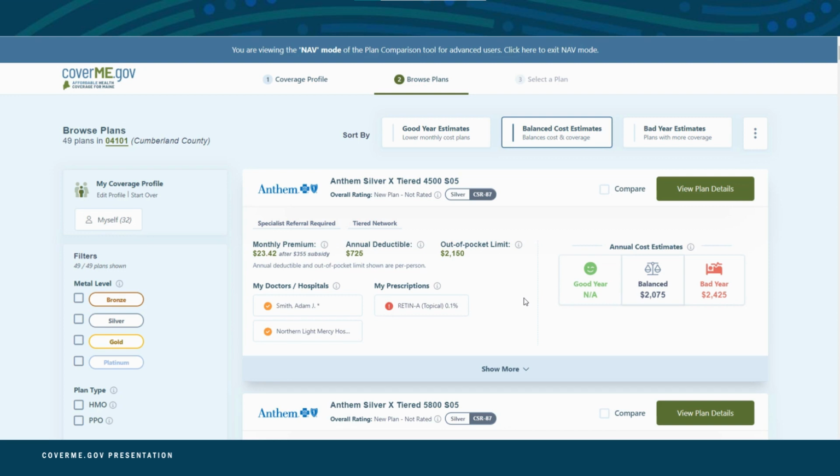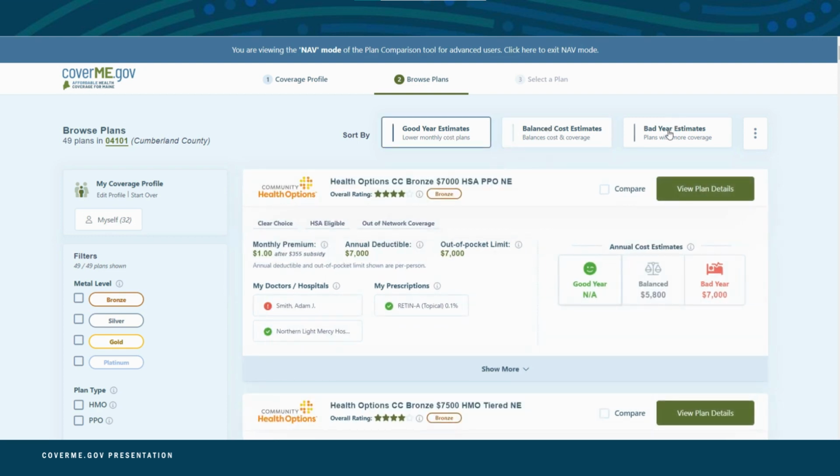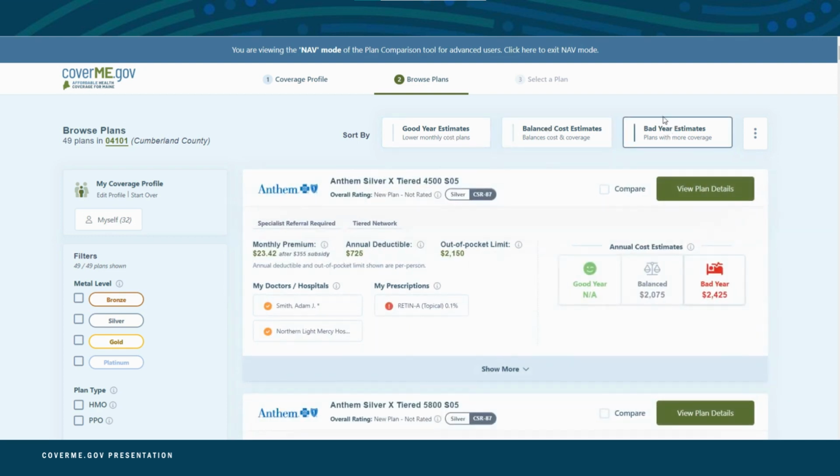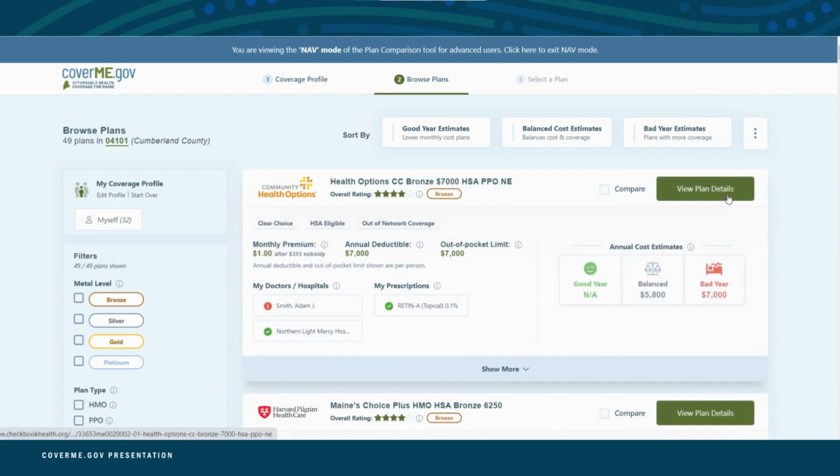Of note, the Plan Compare tool defaults to the balanced cost estimate. The consumer can change this to estimate for a good or bad year cost estimate. By selecting the three dots on the right, the plans can also be sorted by premium, plan name, or quality rating. To further sort the plans so you only see one metal level, choose from the left-hand menu.